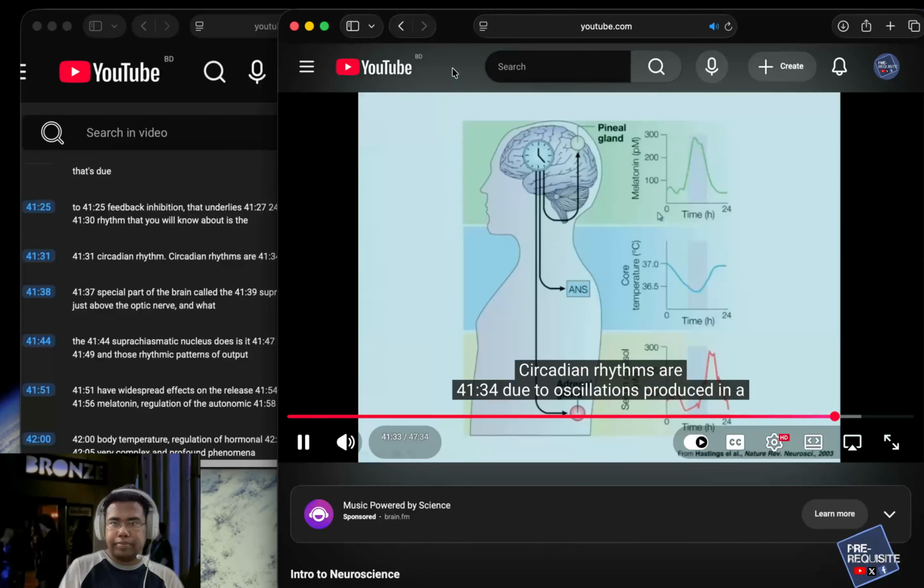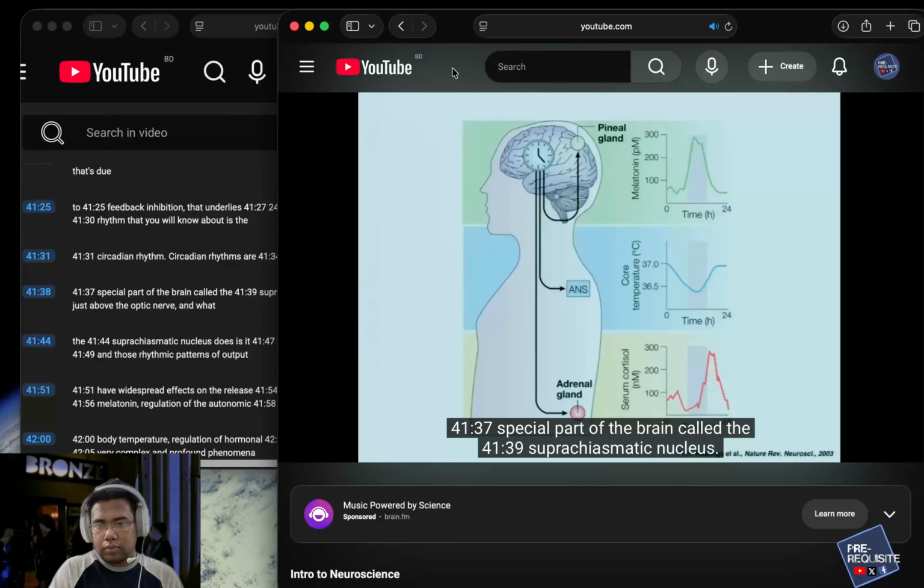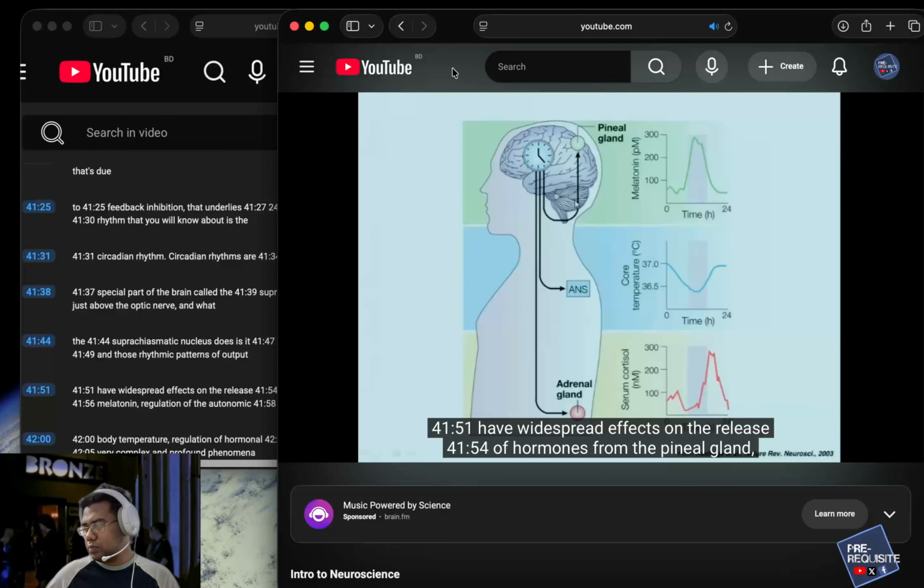Circadian rhythms are due to oscillations produced in a special part of the brain called the suprachiasmatic nucleus. It's located just above the optic nerve. And what the suprachiasmatic nucleus does is it generates rhythmic patterns of output. And those rhythmic patterns of output have widespread effects on the release of hormones from the pineal gland, melatonin, regulation of the autonomic nervous system, the daily cycle of our body temperature, regulation of hormonal release.